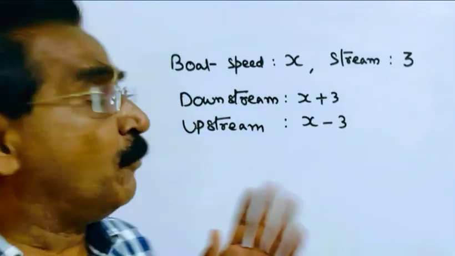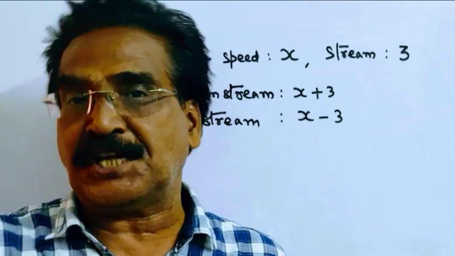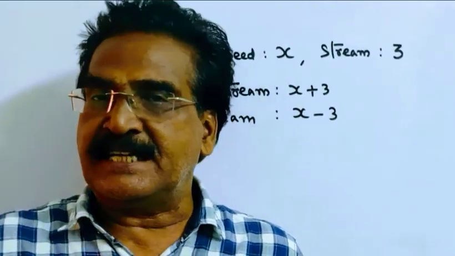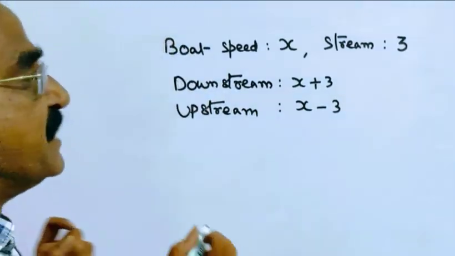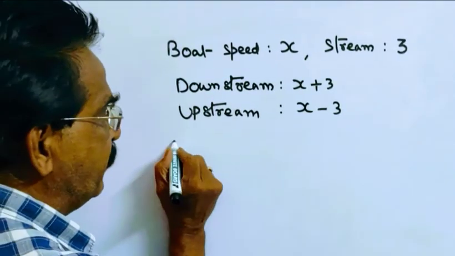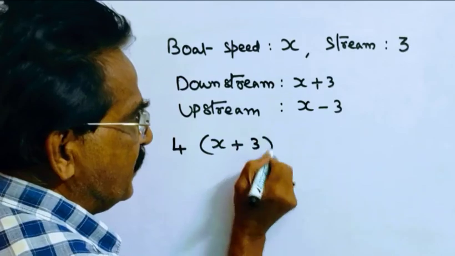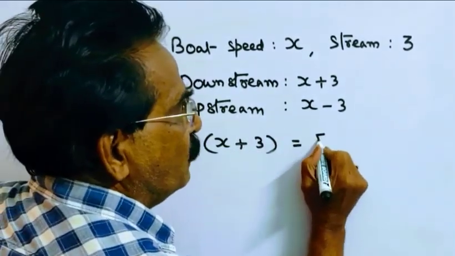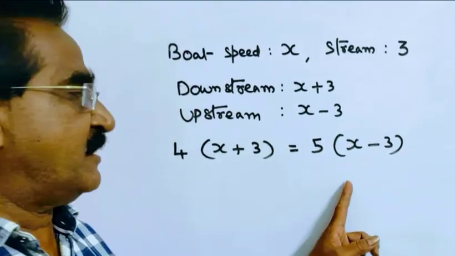Friends, now the boat covered a certain distance in downstream in 4 hours, and the boat covered the same distance in upstream in 5 hours. So the distance traveled in downstream in 4 hours is 4 into x plus 3. This is equal to the distance traveled in upstream in 5 hours.